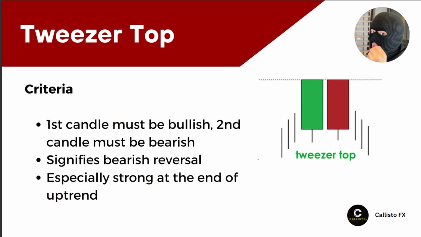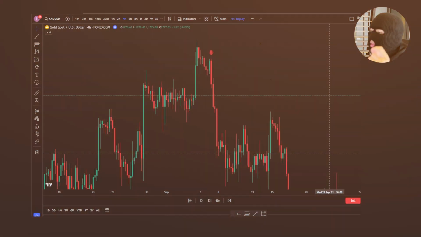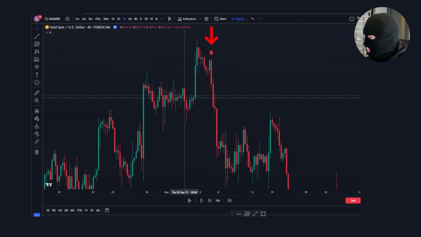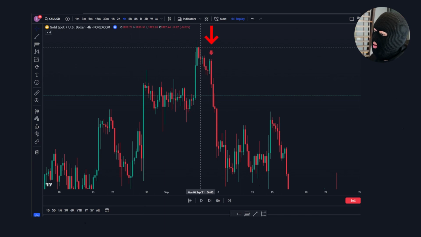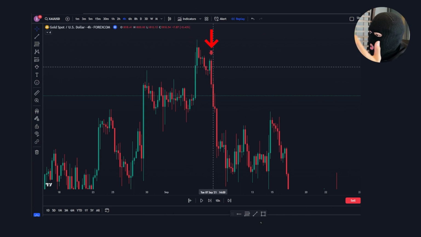Next up, we have the tweezer top. A key characteristic is that both candles have super small top wicks or no top wick at all. The first candle must be a bullish candle and the second candle must be a bearish candle for it to qualify as a tweezer top. This signifies that after two candles trying to break to the upside, it is unable to create a top wick, resulting in price coming back down in the second candle. This signifies a bearish reversal in the market and is especially strong at the end of a bullish market or when the price has rallied for an extended period of time, as seen in this image over here.